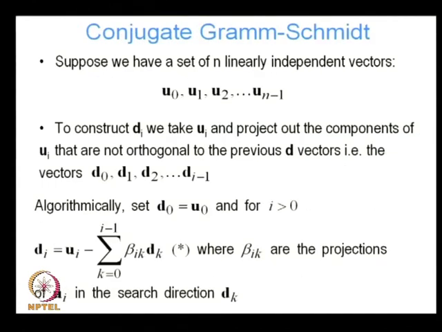So, what does it say? Well, it says that if I start with any n linearly independent vectors, note that these vectors need not be orthogonal, they need only be linearly independent.